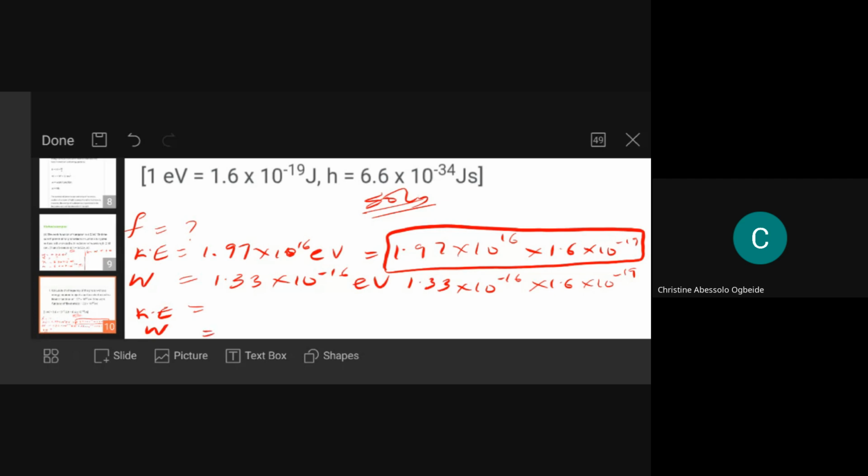So what's the kinetic energy in joules, please? Someone should multiply 1.97 times 10 to the 16 by 1.6 times 10 to the minus 19. Does it mean no one has a calculator?